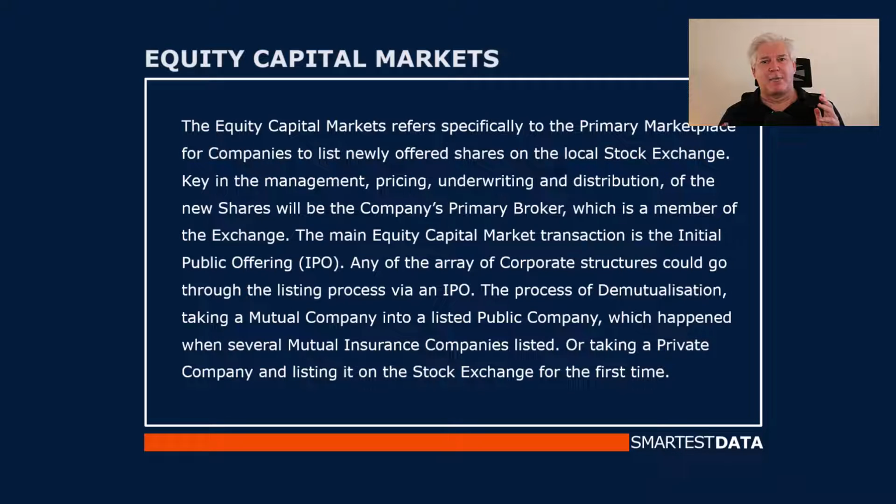The main equity capital market transaction is the initial public offering, IPO. Any of the array of corporate structures could go through the listing process via an IPO. The process of demutualization, taking a mutual company into a listed public company, which happened when several mutual insurance companies listed, or taking a private company and listing it on the stock exchange for the first time.